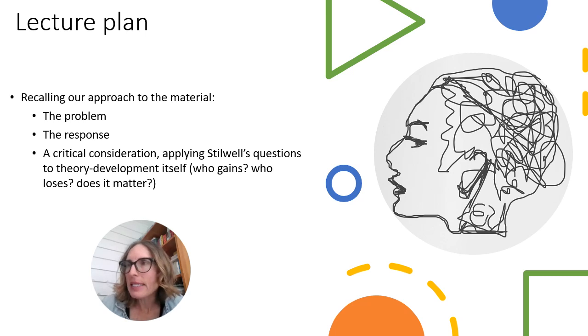And as with our previous study in the weeks prior to this, we're going to take a three-pronged approach. We're going to first of all look at the problem to which the neoclassical economists were trying to respond, how they formulated their problem, just as we did with the classical economists and the Marxian economists. We're going to try and grapple with how they conceptualized their problem. Then we're going to articulate their response. And finally, we're going to apply Stilwell's questions to theory development itself and ask who gains, who loses, and does it matter?